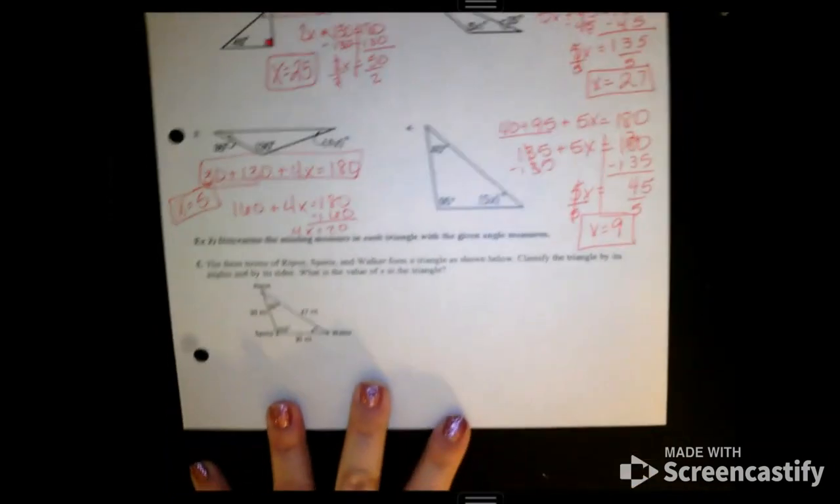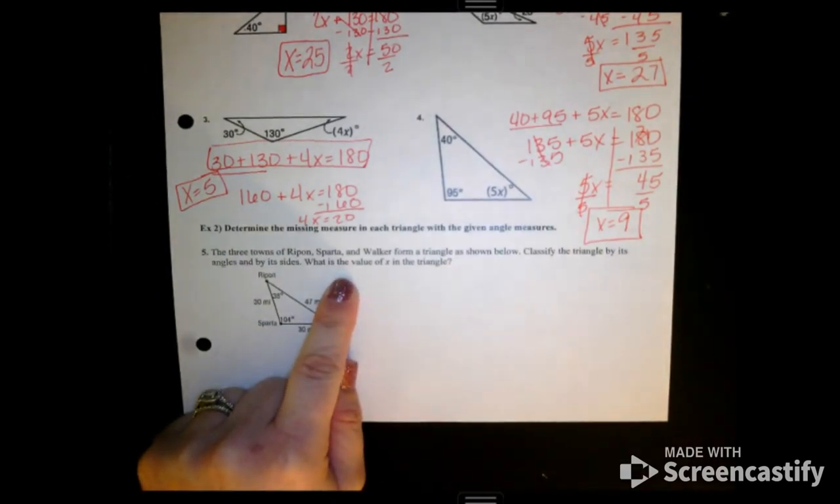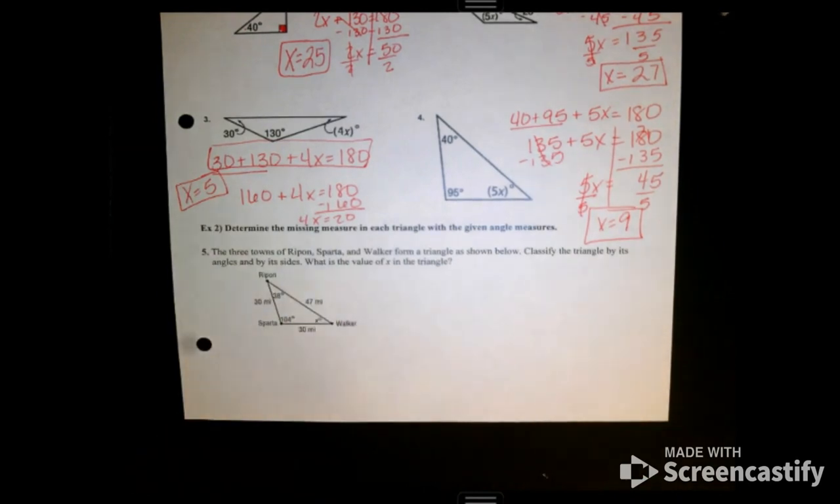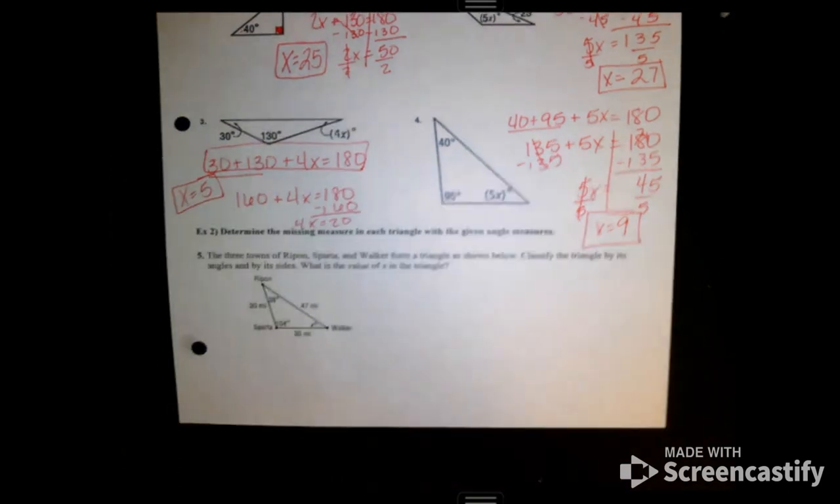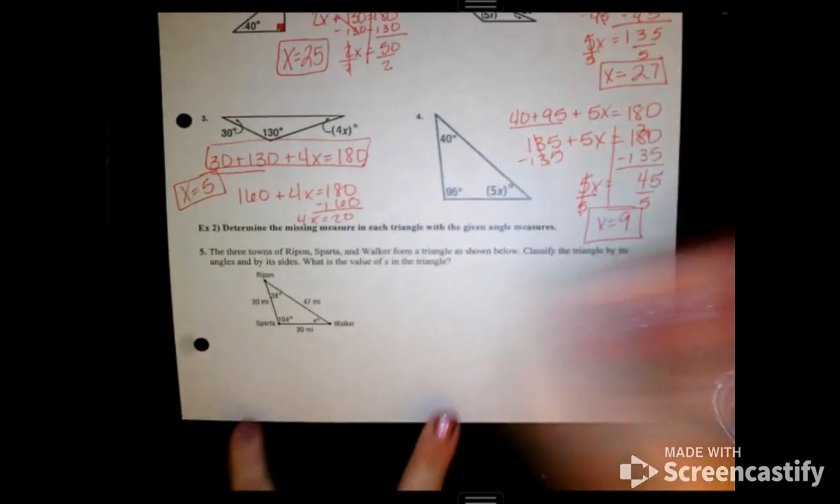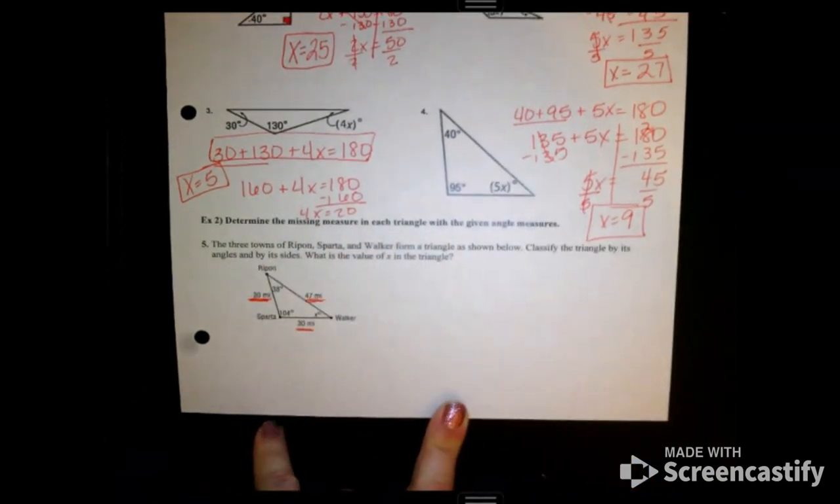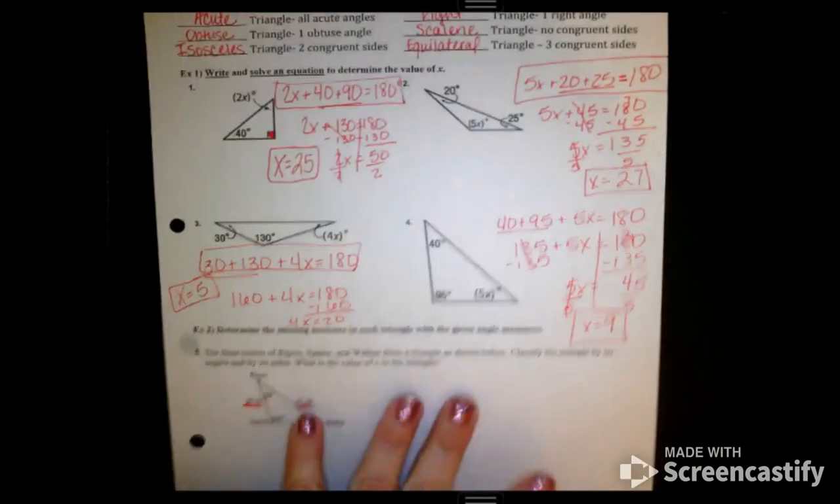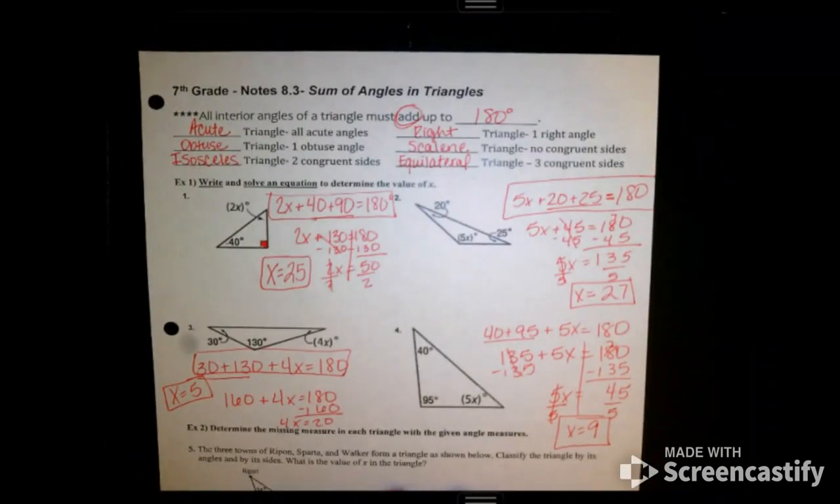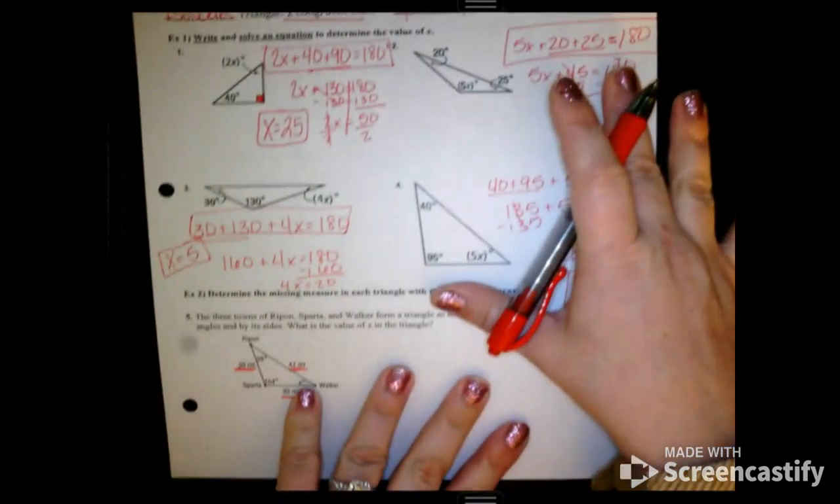This one says classify the triangle by its angles and sides. What is the value of x in the triangle? It's in there. Now, look at the outside sides. What do you notice about the outside side lengths? Two of them are equal. Look at your definitions up at the top. Okay, it's isosceles. Do y'all remember if the sides are equal, what that means about the angles?